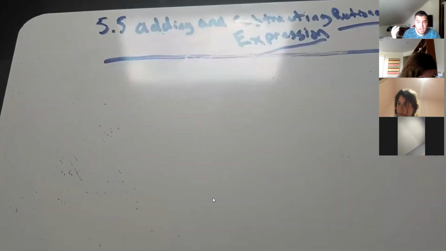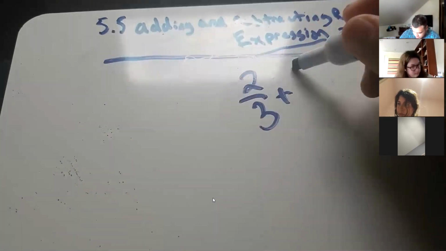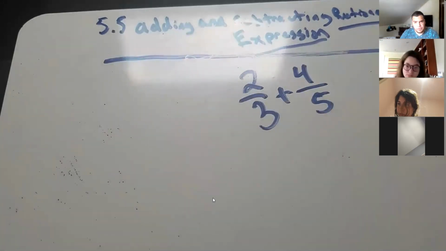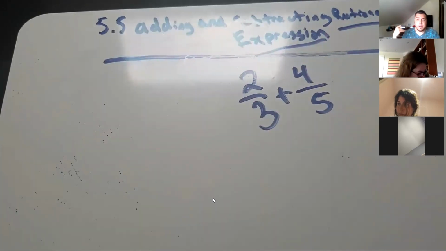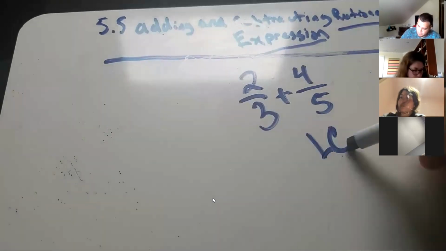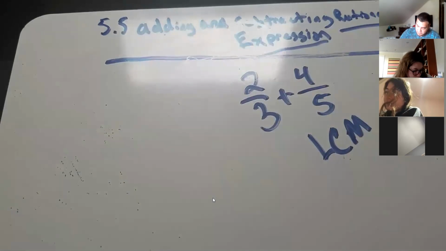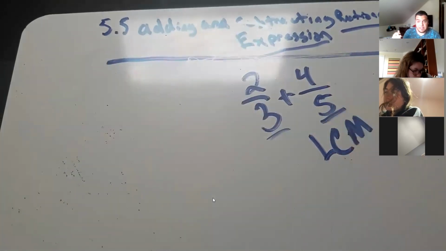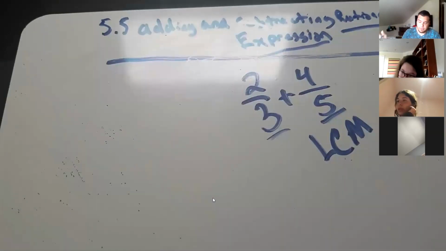Just a reminder, how do we add and subtract fractions? So 2/3 plus 4/5. In order to add and subtract fractions, and this is a normal fraction, we had to make the denominator the same. So how do we do that? We found something called the least common multiple. Sometimes we call it the least common denominator. So we need to find the least common denominator between the two. Now the denominators are 3 and 5. The least common denominator is going to be 15. Both numbers go into 15, and it's the smallest number both 3 and 5 go into.